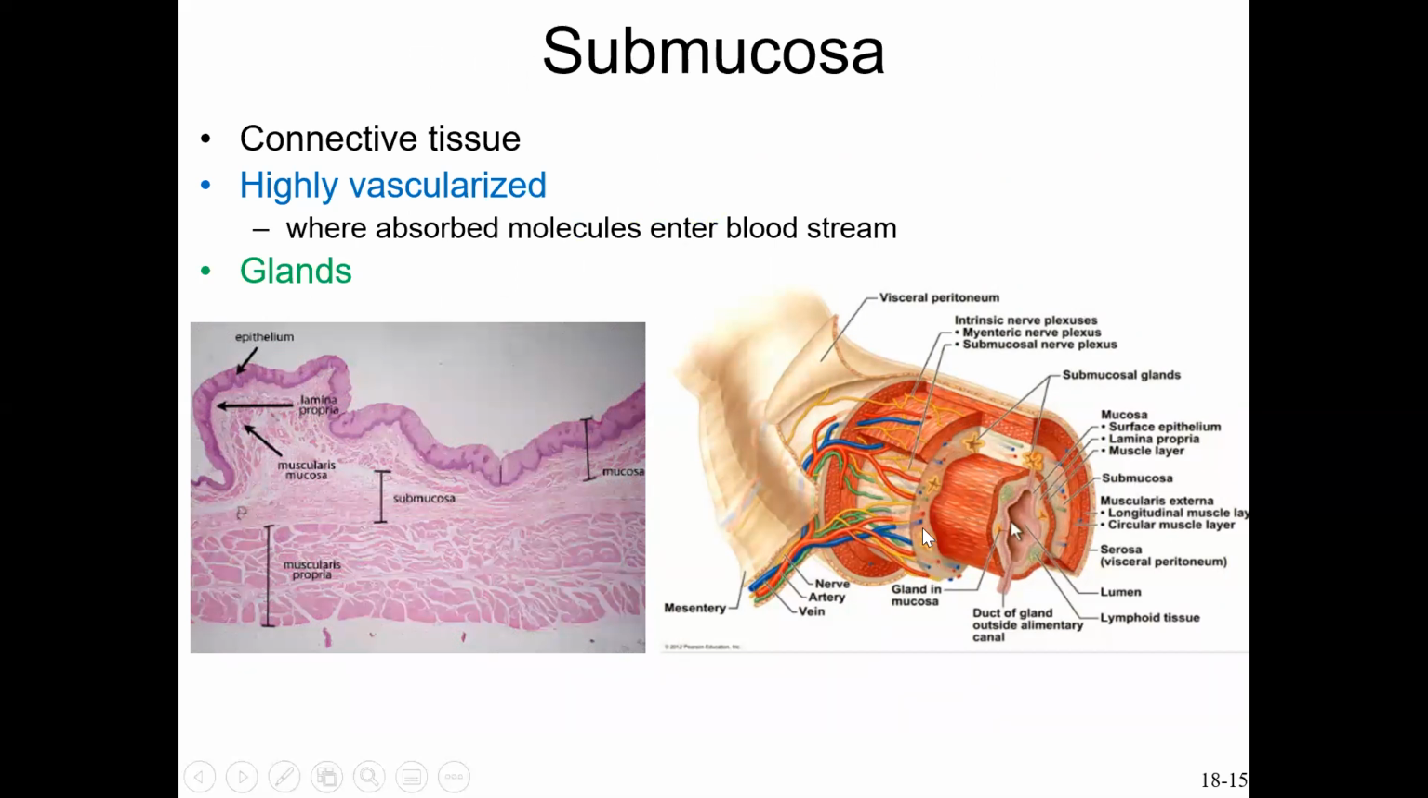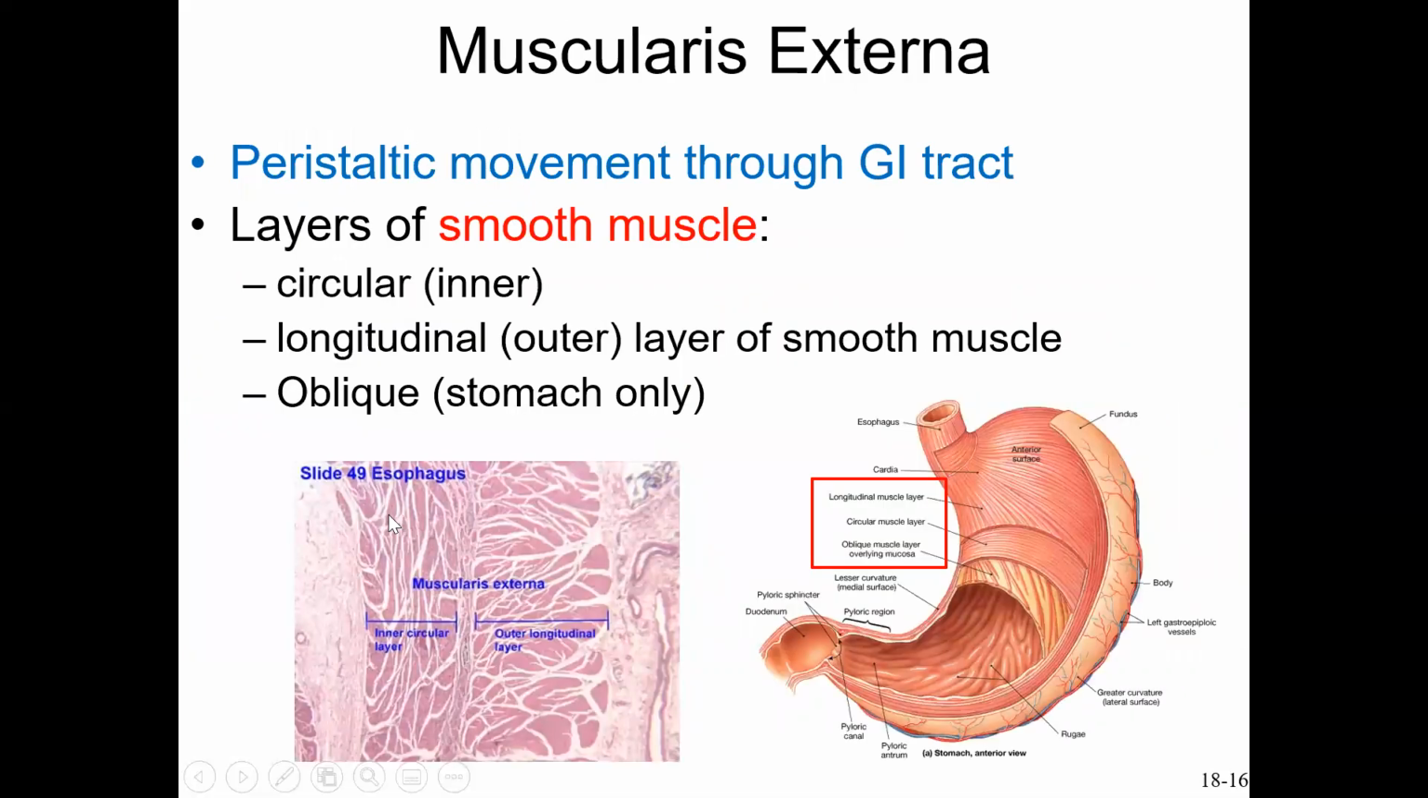That's where you're going to find things like glands, blood vessels, and a whole network of nerves, a bunch of nerve plexus. All the good stuff hangs out in there, sort of like the dermis of the skin. So the submucosa is this area right here, and that's going to be made up of mostly loose areolar connective tissue.